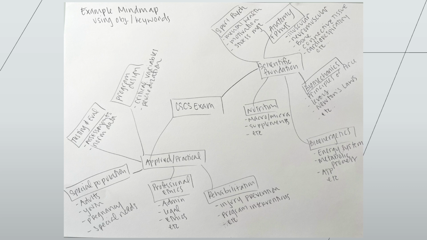Now, when you're using mind maps, you want to break them down into categories and then subcategories. So you can do this with any content. But sticking with the CSCS, let's look at the scientific foundation. We're looking at bioenergetics. This is energy systems, metabolic processes, ATP. So then we can break down, well, what are the three energy systems?